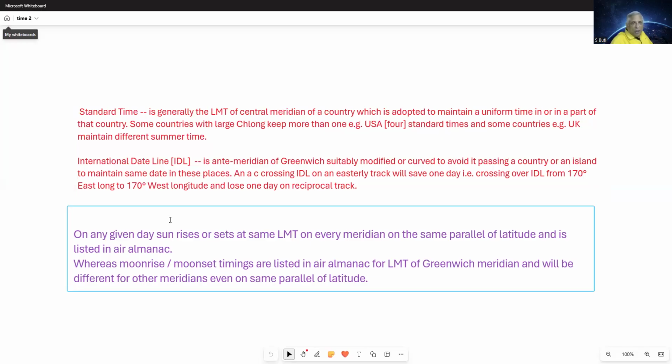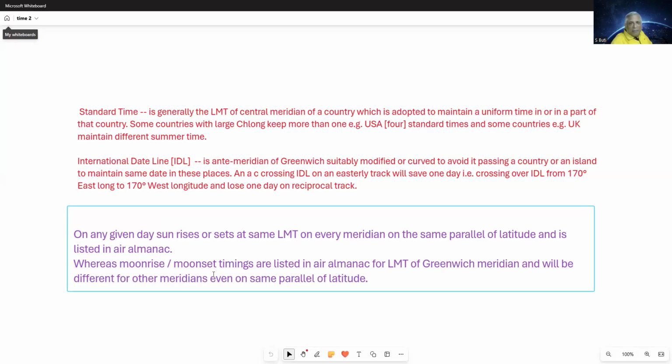Now, on any given day, the sun rises or sets at the same LMT, LMT, watch out, on every meridian on the same parallel of latitude, and this time is listed in the air almanac.